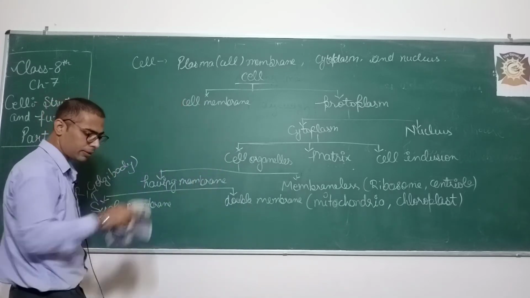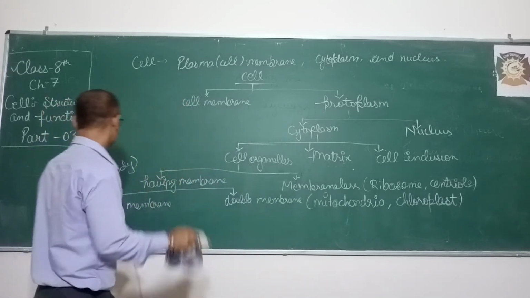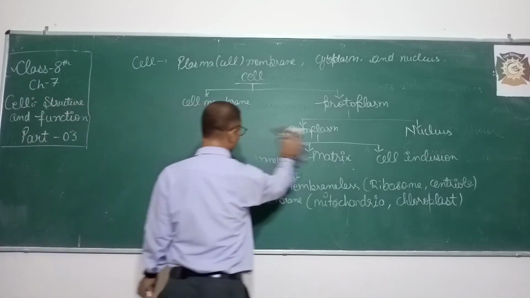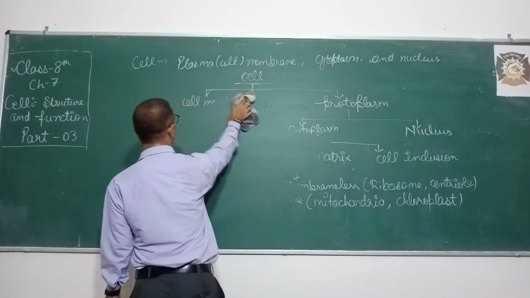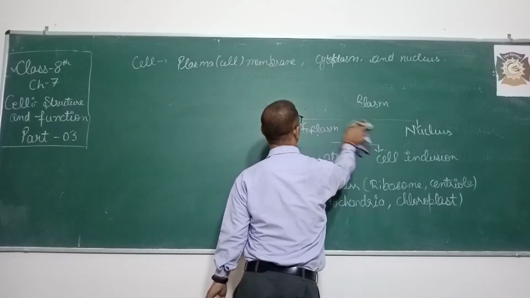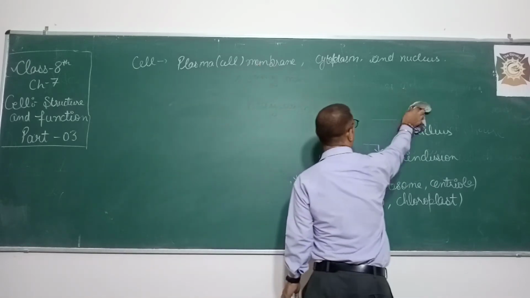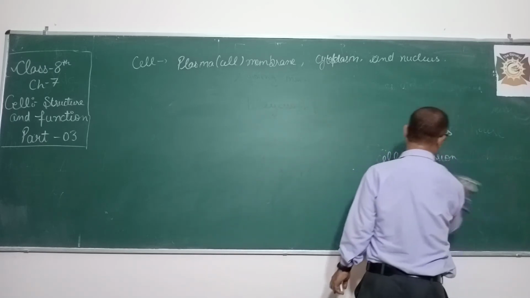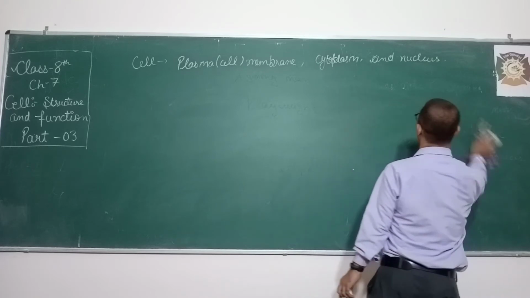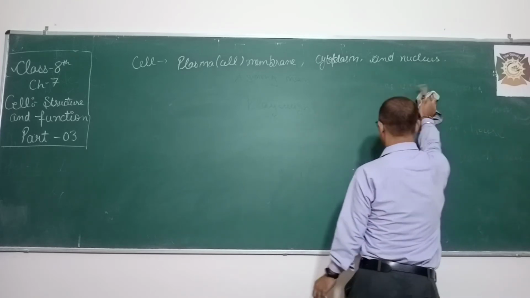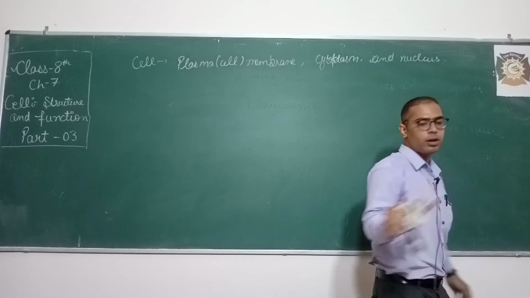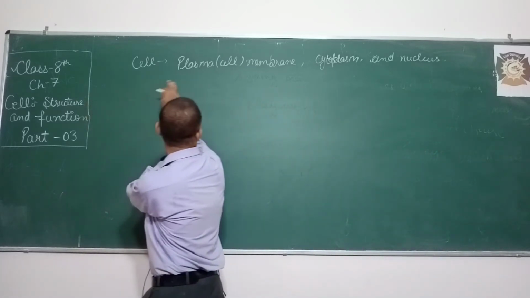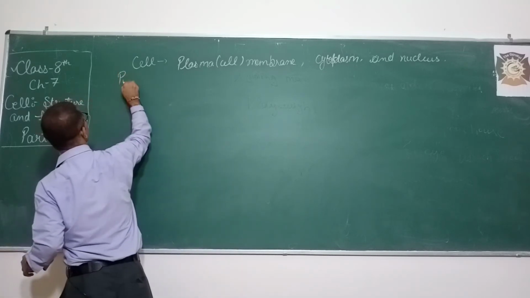So let's start. Now I am moving further to the cell organelles. Our topic is cell organelles, and the first topic in cell organelles is vacuole. We will cover vacuole later. So first start with the first topic, that is plasma membrane. So let's start.